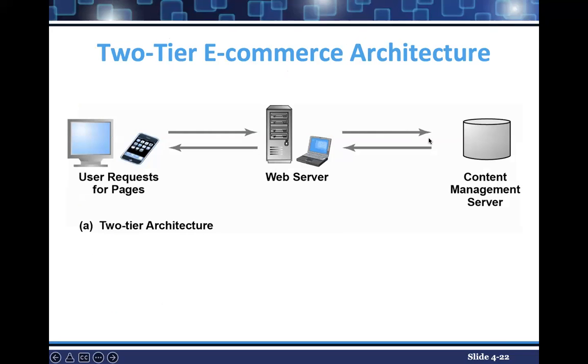In this example, this one shows the basic 2-tier architecture. The user requests at a web server. The web server requests the data from the content management server, and this server sends the data to the web server and displays it to the user's request.